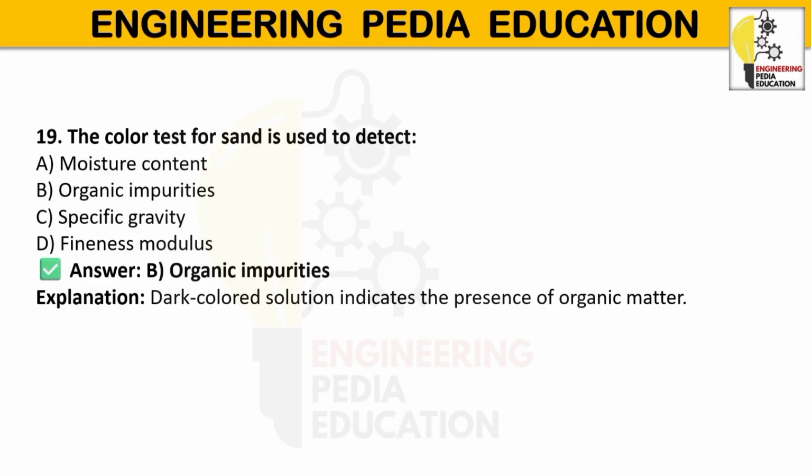How it is performed: take sand in a glass bottle, add 3% sodium hydroxide (NaOH) solution, shake thoroughly and allow it to stand for 24 hours. Compare the color of the liquid above the sand with a standard color solution.